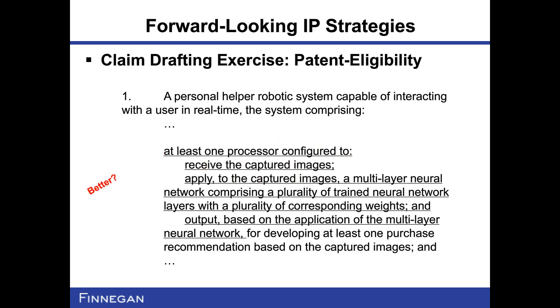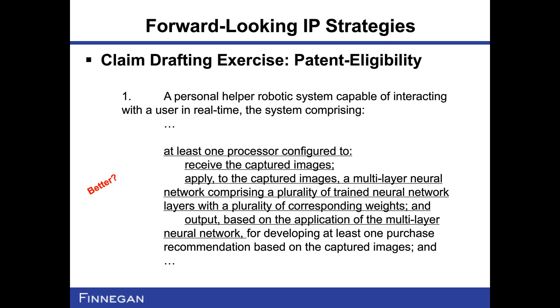So maybe a better way to word this is to get rid of the engine concept, but actually say what the engine is doing. So for example, if the invention is really about capturing images and applying a neural network, you can recite that in the claim. Here we have a multi-layer neural network with different layers being trained and the different layers having different weights. And then it's really the output of the neural network that provides the shopping recommendation. I think this claim here would do a better job getting through the patent office or a court in terms of 112 and also 101.